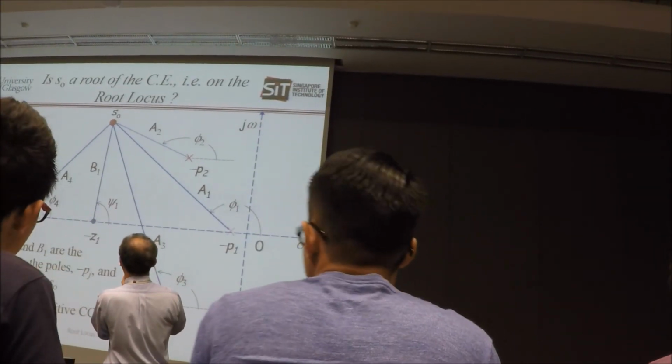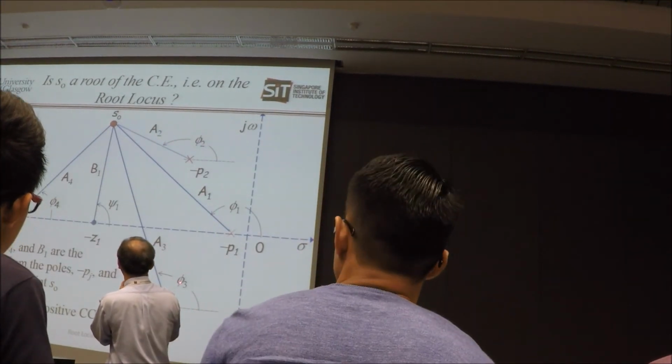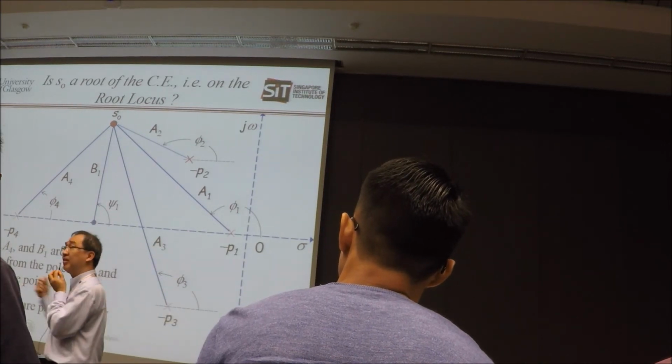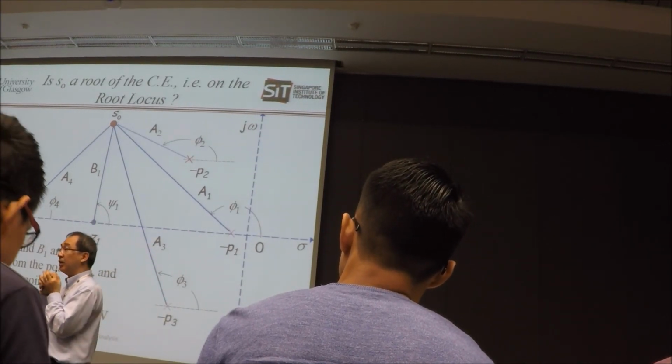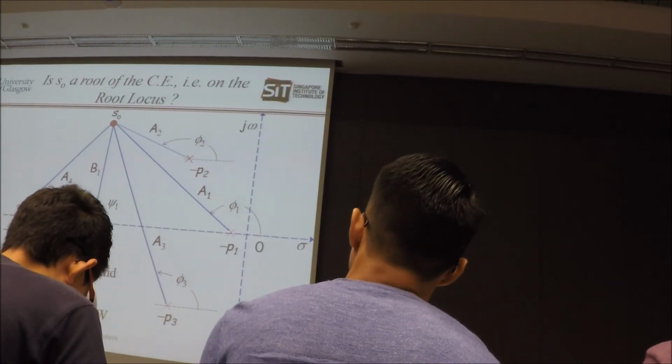Okay, and also you have the angles. You have your phi 1, phi 2, phi 3, phi 4, and theta 1 for the zero. As we mentioned, it is going to be using theta 1 minus phi 1, phi 2, phi 3, phi 4.